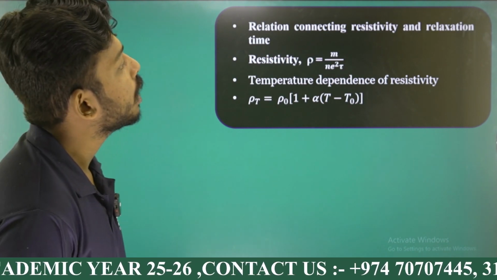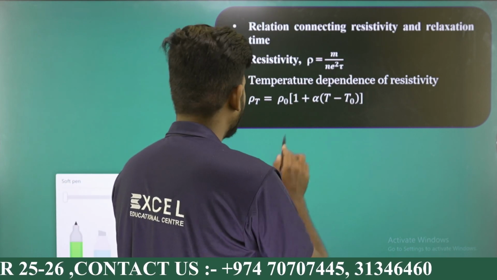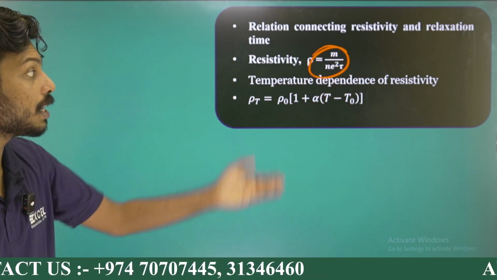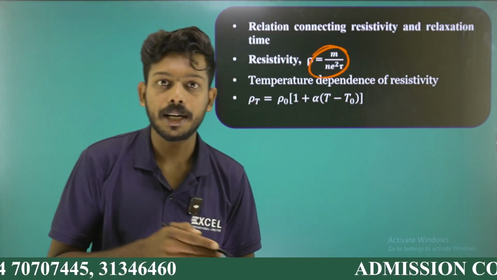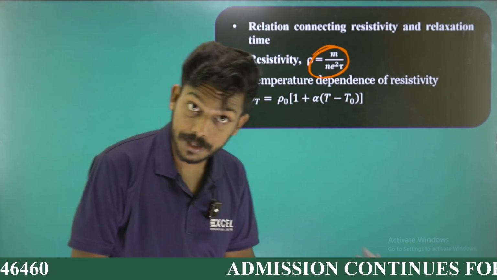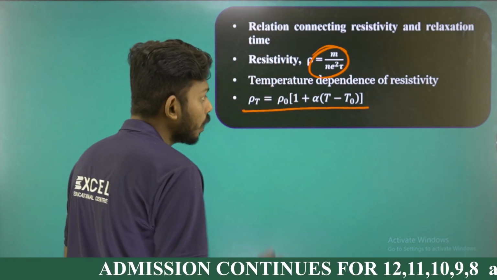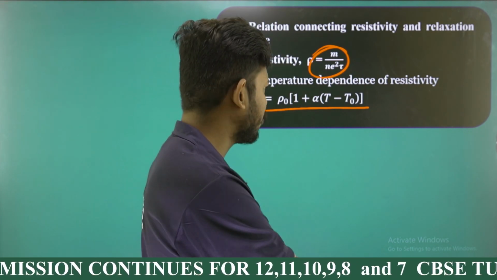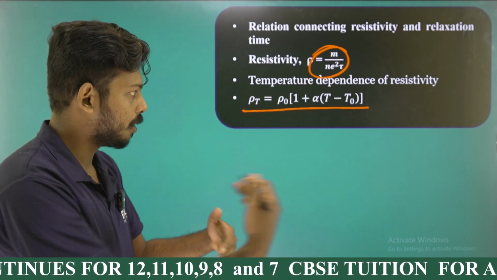The relation connecting resistivity and relaxation time is also given by rho is equal to m divided by n e square tau. And there is a temperature dependence of resistivity. We know that resistance and temperature are interconnected, and also resistivity and temperature are interconnected. Something like rho t is equal to rho 0 into 1 plus alpha into t minus t0. Alpha is a constant, a coefficient. I can explain it in the problem section.